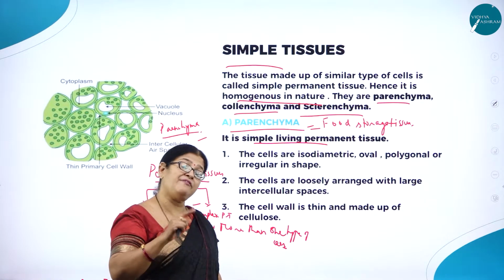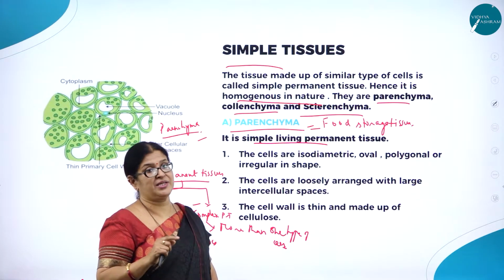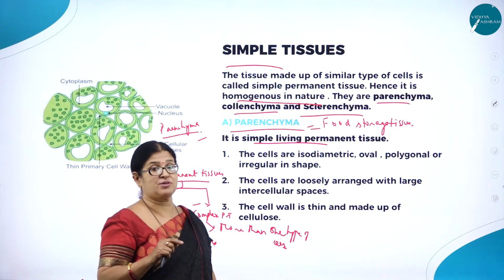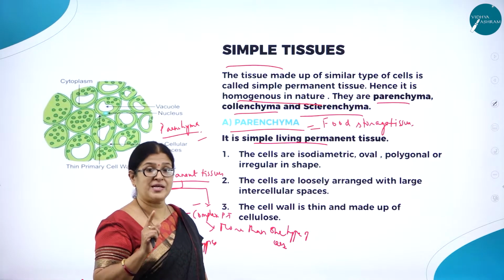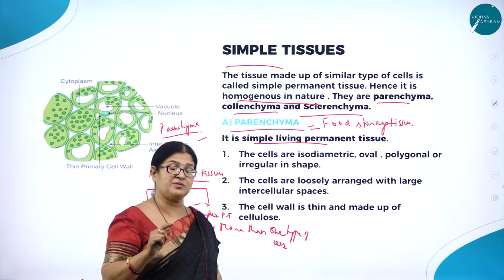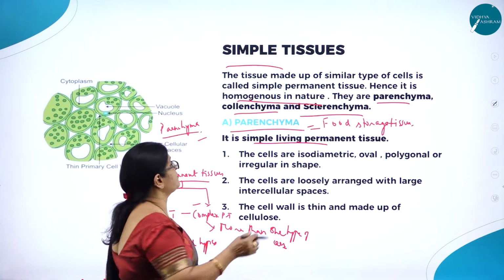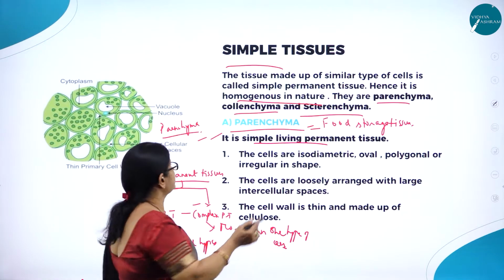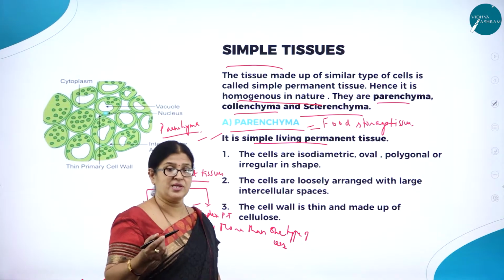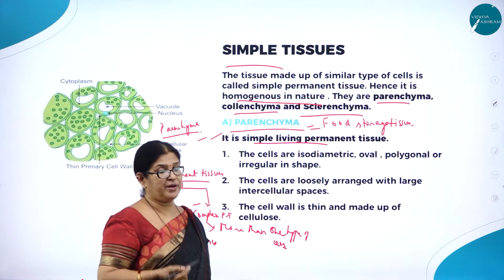Collenchyma, we call it a living mechanical tissue. And sclerenchyma, we call it a dead mechanical tissue. Why do we call it living? Because it has the living substance called protoplasm. When the cell does not have protoplasm, we call it a dead cell, right? And what are the characteristic features of parenchyma now? Let us understand with the diagram. Just like how we have studied about meristematic cells, what are the characteristic features or cytological features of meristematic tissue?